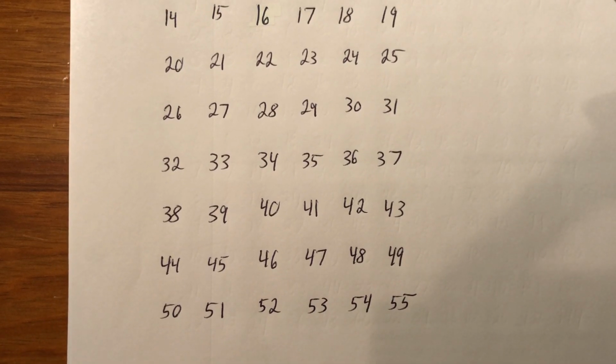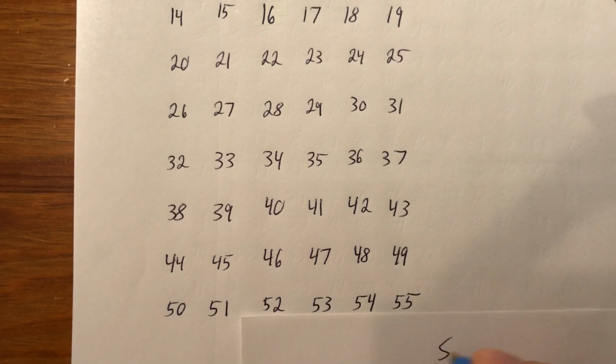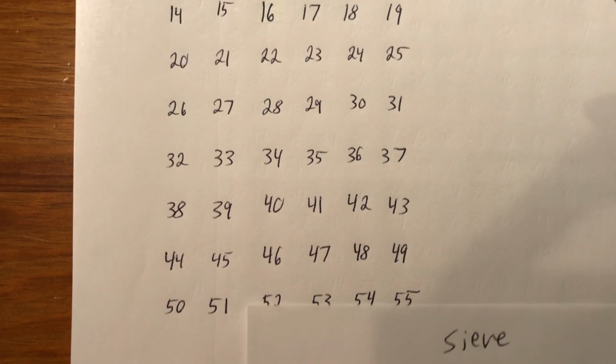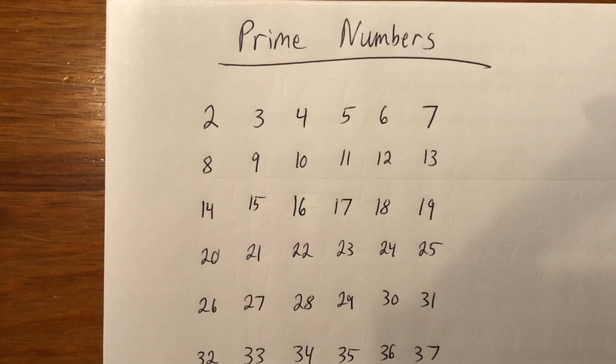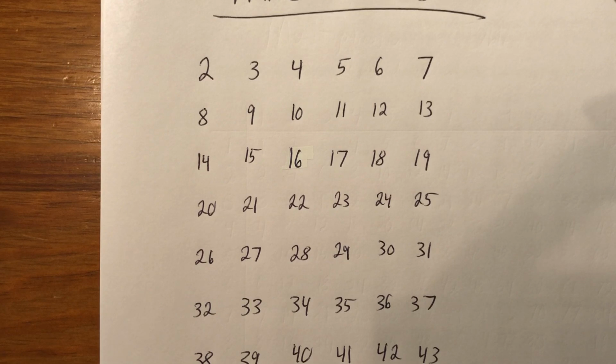Okay, so how are we going to use this to find prime numbers? I almost called this lesson the prime number sieve. Sieve? What's a sieve? It's a way to filter things out, and it's spelled S-I-E-V-E. A sieve filters things out. But I'm just going to call it prime numbers. And I've clearly listed a lot of numbers that are not prime numbers.